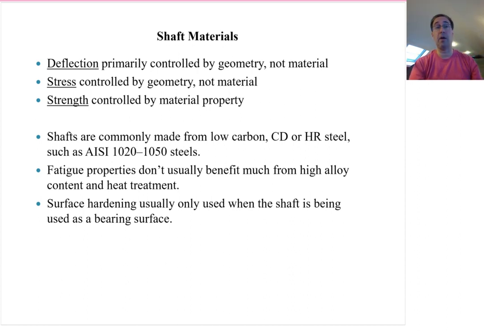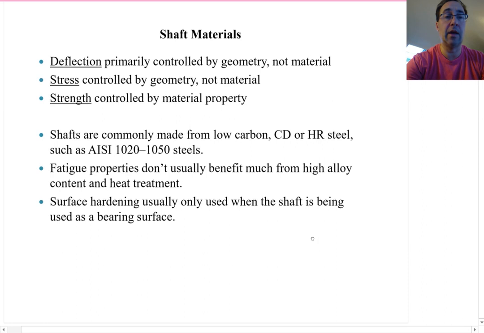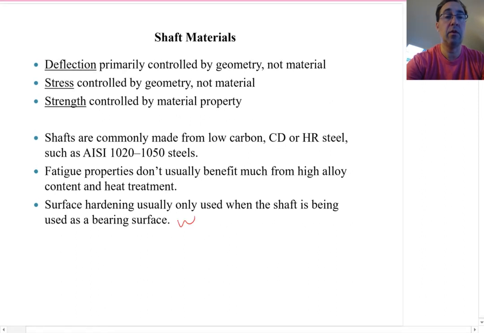Here are some common shaft materials. Low carbon, cold drawn or hot rolled steel, that's what CD and HR mean, and 1020 to 1050 steels. High alloy content or heat treatment doesn't really benefit shaft life or yield strength that much. And we really only use surface hardening at bearing surfaces, or I would add, plus wear surfaces. Okay, and that's that slide.